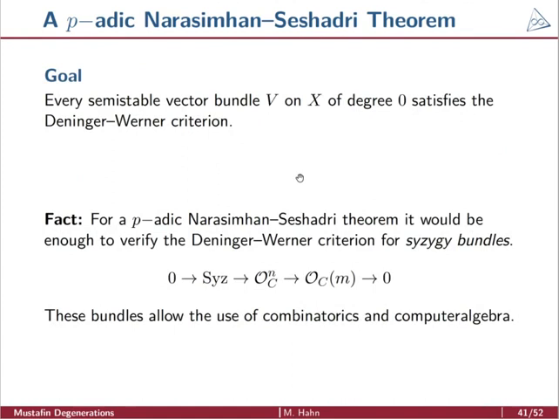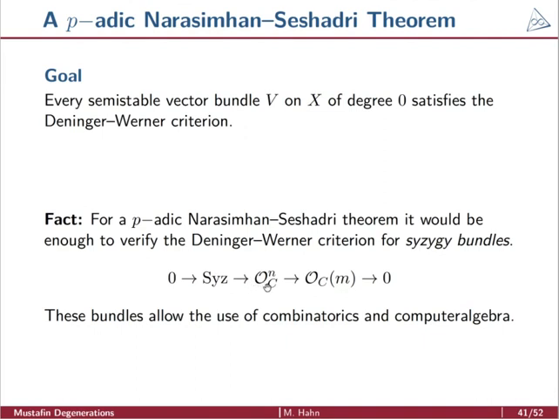I quickly want to mention an approach that was developed by Annette Werner, so Deninger and Werner, and myself recently. And so it uses the following fact. So for a p-adic Narasimhan-Seshadri theorem, it would be enough to verify the Deninger-Werner criterion for syzygy bundles. So this is, in some sense, a kernel. So syzygy bundles are defined via a short exact sequence. So we have here the structure sheaf of the curve.